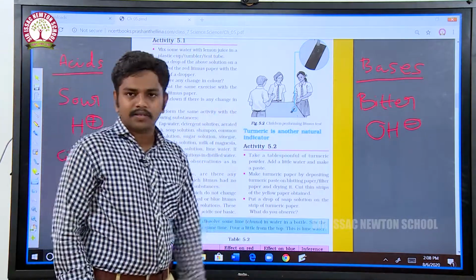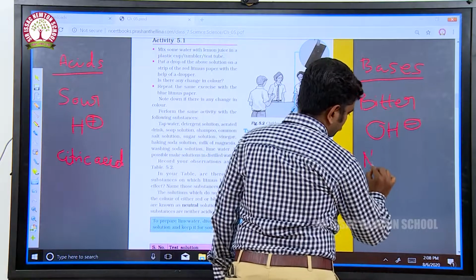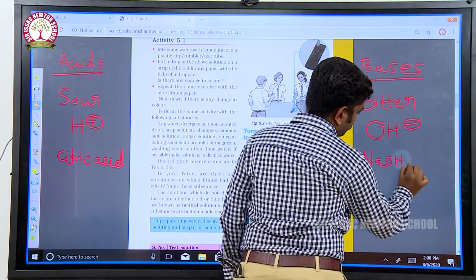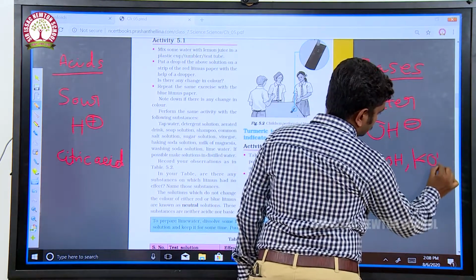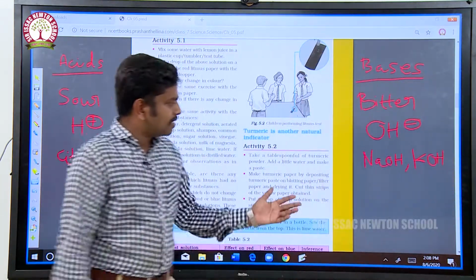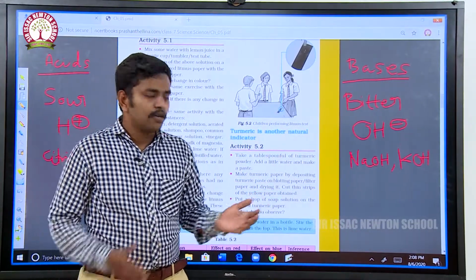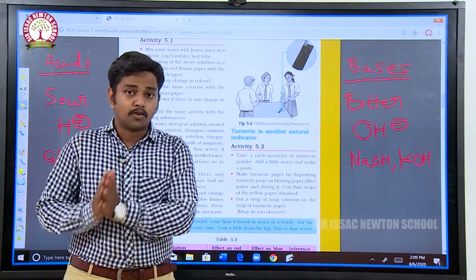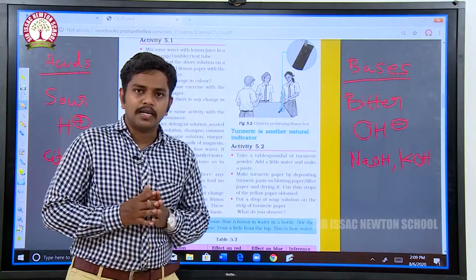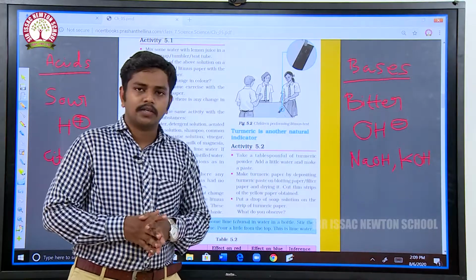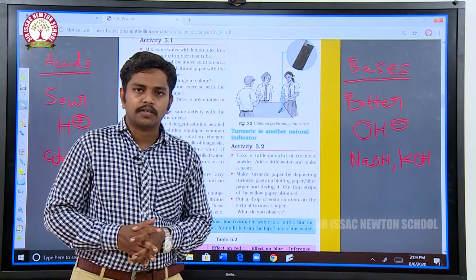And what about bases? Sodium hydroxide and KOH. Generally, sodium hydroxide contains sodium and the hydroxide anion. In our bar soap, it typically contains sodium hydroxide. The liquid soap typically contains potassium hydroxide.